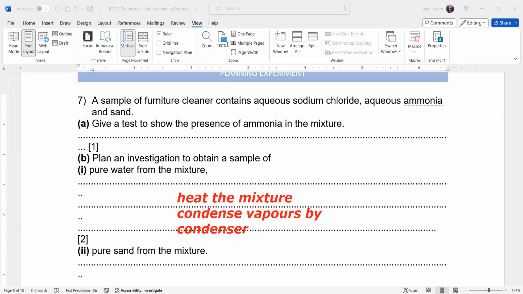If you want to obtain pure sand from the mixture, sand is insoluble. If it is an insoluble substance and we want to obtain it from the mixture, what should be done? What could we do to obtain sand from this mixture? We have a mixture of aqueous ammonia, where ammonia is mixed with water, aqueous sodium chloride dissolved, and sand is there. So which method should we use? We should use filtration. But how will you score all the marks?